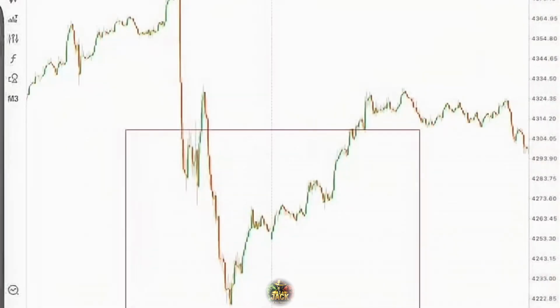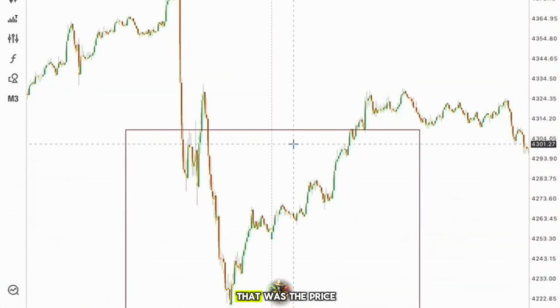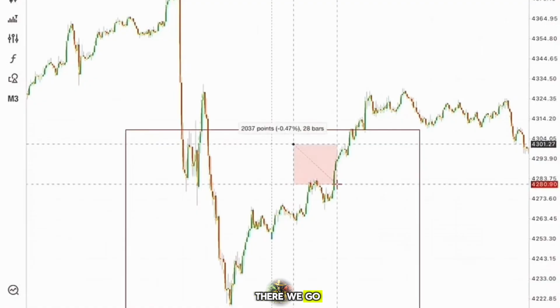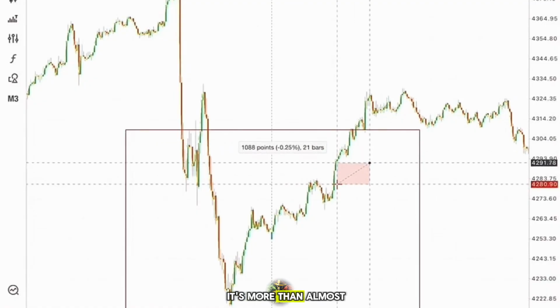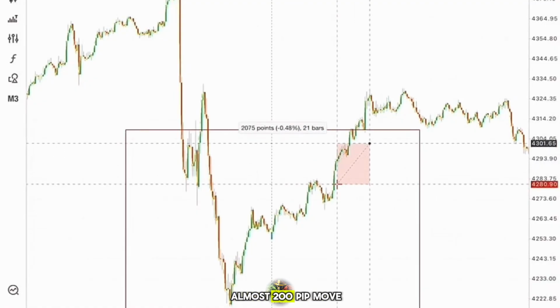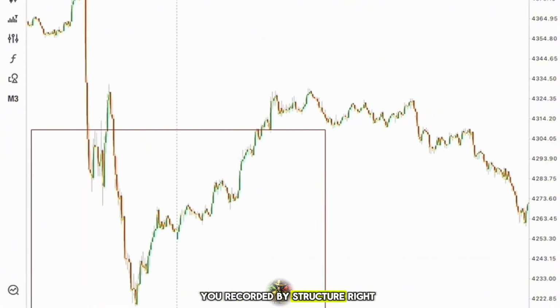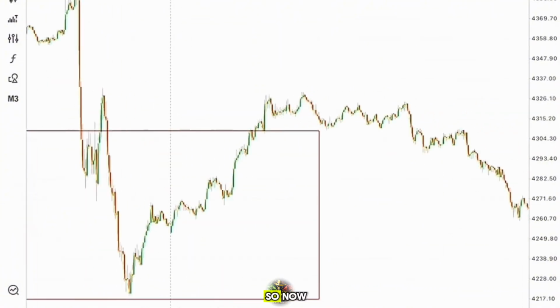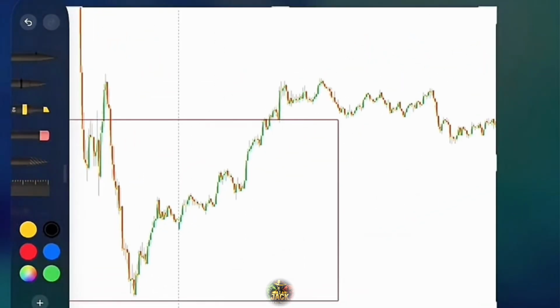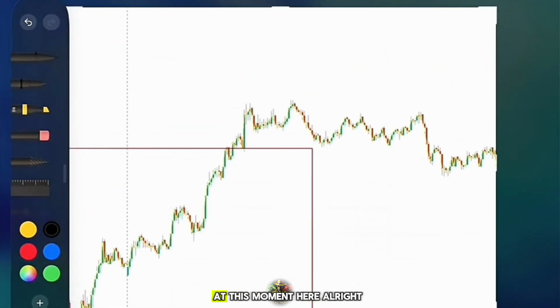Is it? What's the price? There we go. It's almost a 200 pip move. You already caught a buy structure, right? So now, once price reaches this moment here, right?